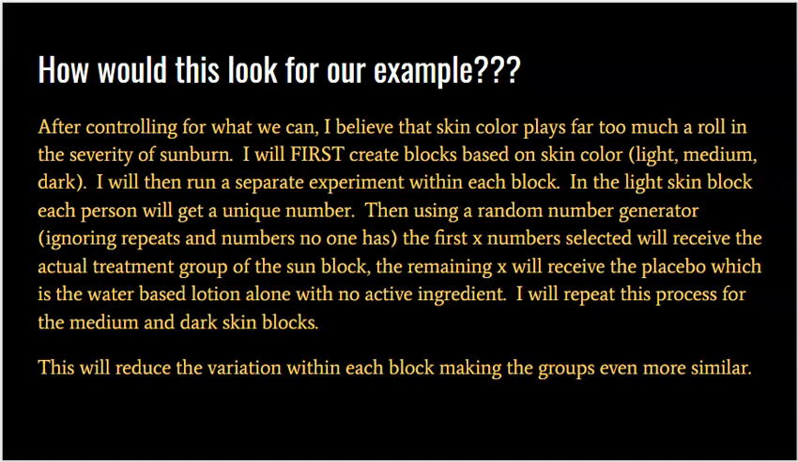So, once again, after controlling for what we can, time in the sun, how much you're putting on, where you're putting it, I believe that skin color plays far too much of a role in the severity of sunburn. I know that people with lighter skin get burned easier than people with darker skin. So I will first create blocks based on skin color: light, medium, and dark. I will then run a separate experiment within each block. In the light skin block, each person will get a unique number. Then using a random number generator, ignoring repeats or numbers that nobody has, the first X number selected will receive the actual treatment of the sunblock, and the remaining X will receive the placebo.